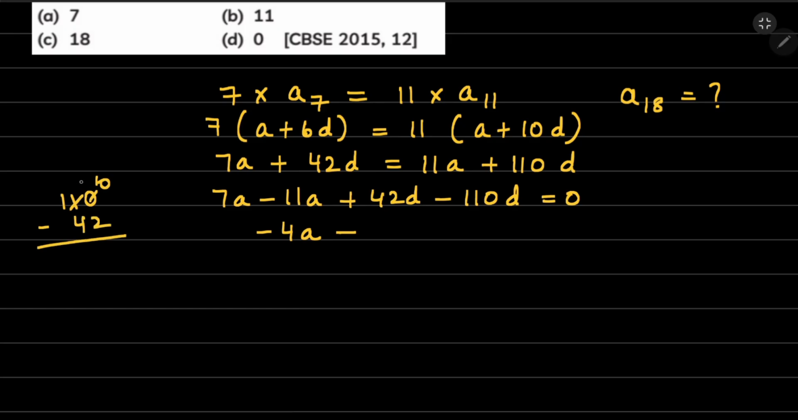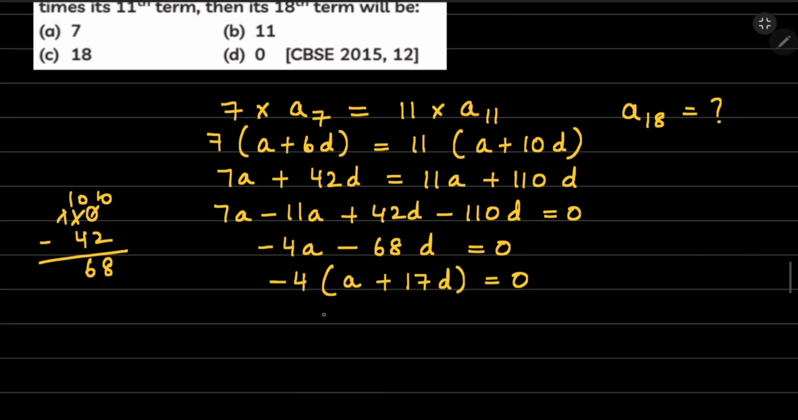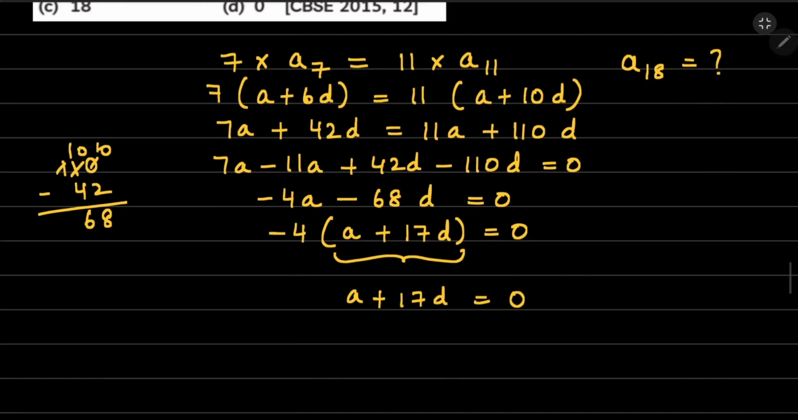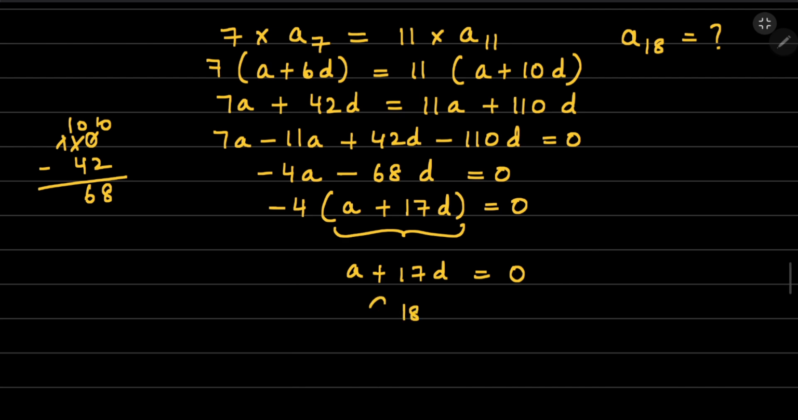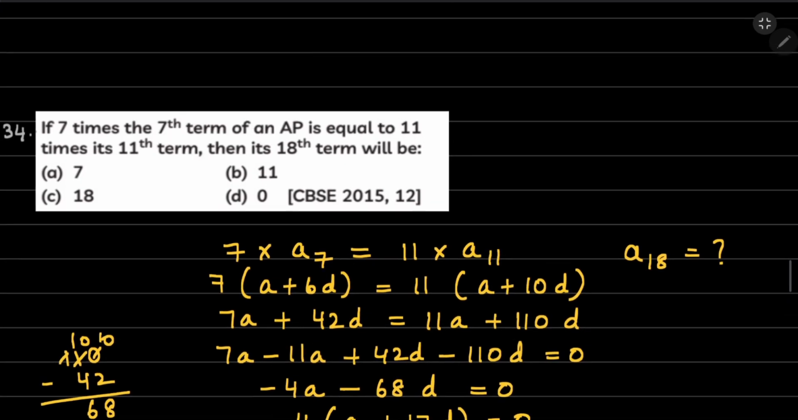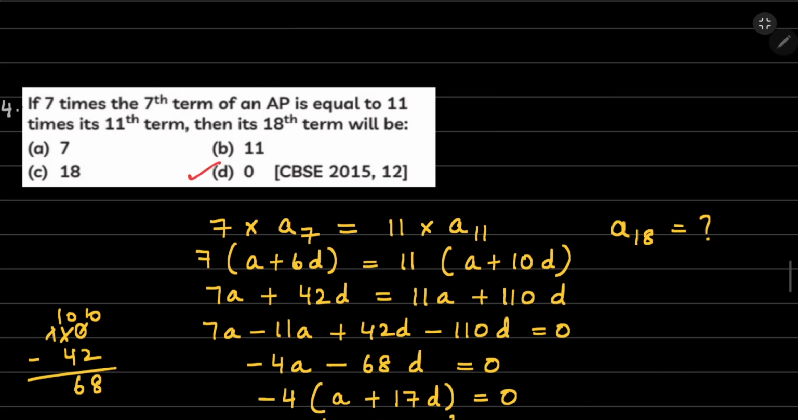So you have got minus 4A minus 68D is equal to 0. Right? You can take minus 4 common. So you'll have A plus, what is 68 divided by 4? 4 ones are 4, 4 sevens are 28, so 17D equal to 0. Correct? You have to find the 18th term. So what will be the 18th term? This is your 18th term. So A plus 17D will be equal to 0 divided by minus 4, which is 0. And this is your 18th term. Right? A18 is equal to 0. So the correct answer is option number D, 0.